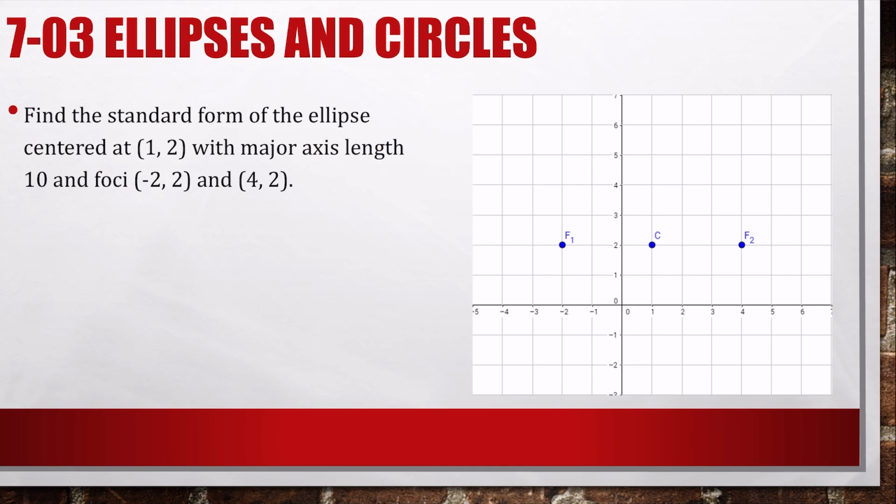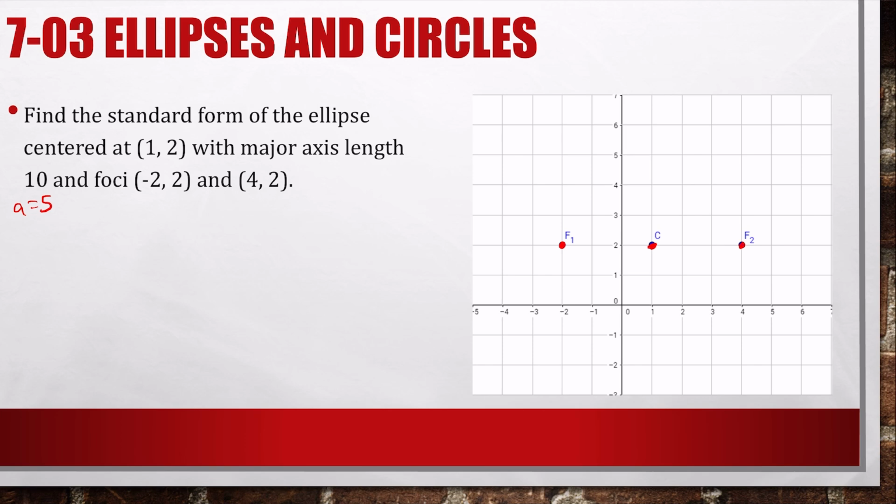Let's find the standard form of an ellipse centered at (1, 2), so I can put my center. A major axis length of 10. So if the major axis length is 10, that means the vertices are 5 spaces away. So that's telling me that a is 5. The foci are (-2, 2) and (4, 2).